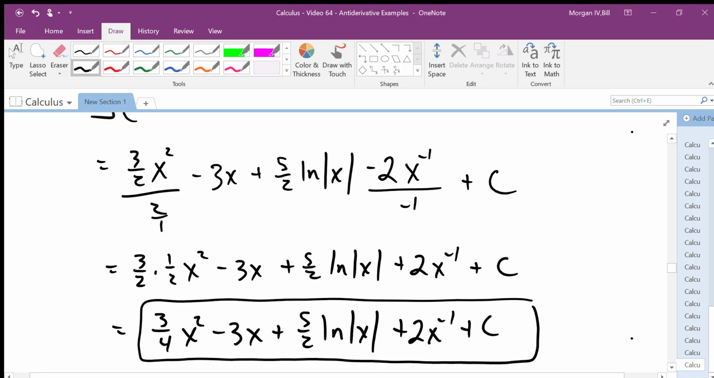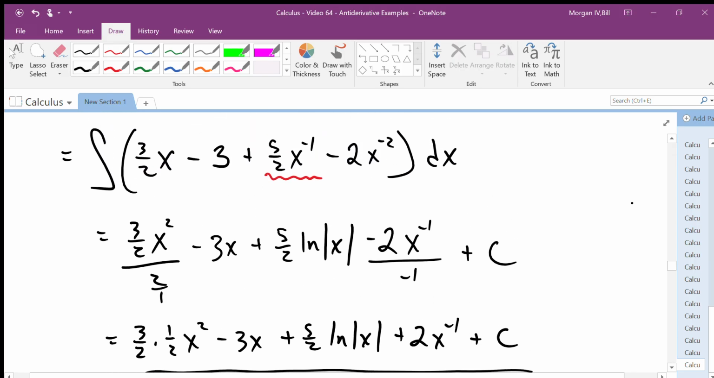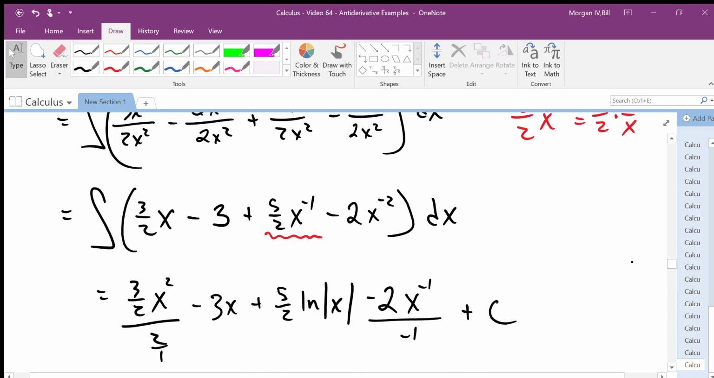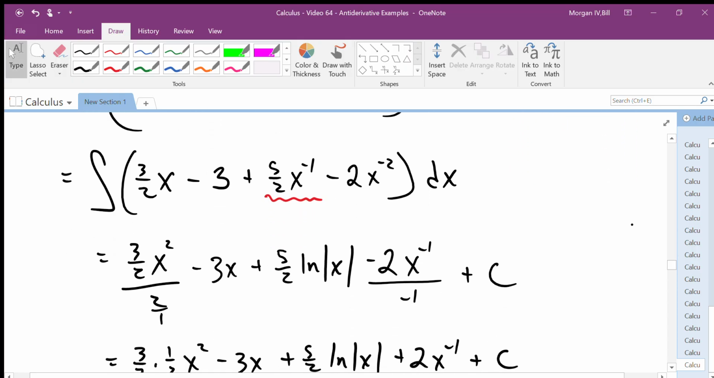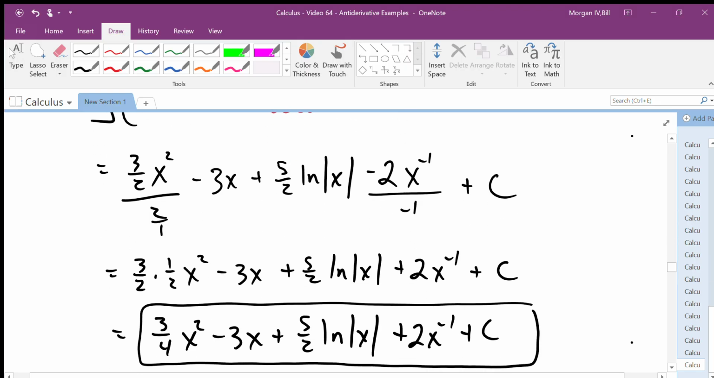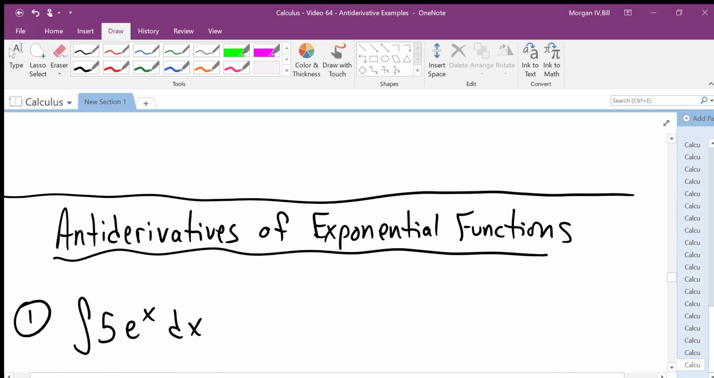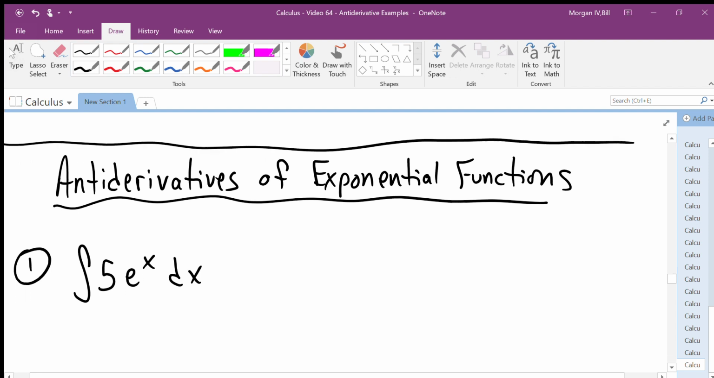Right, I like these problems where you get all of this power rule stuff, but then with one of the terms you have to integrate to get to that natural log absolute value of x. All right, let's move on to antiderivatives of exponential functions.